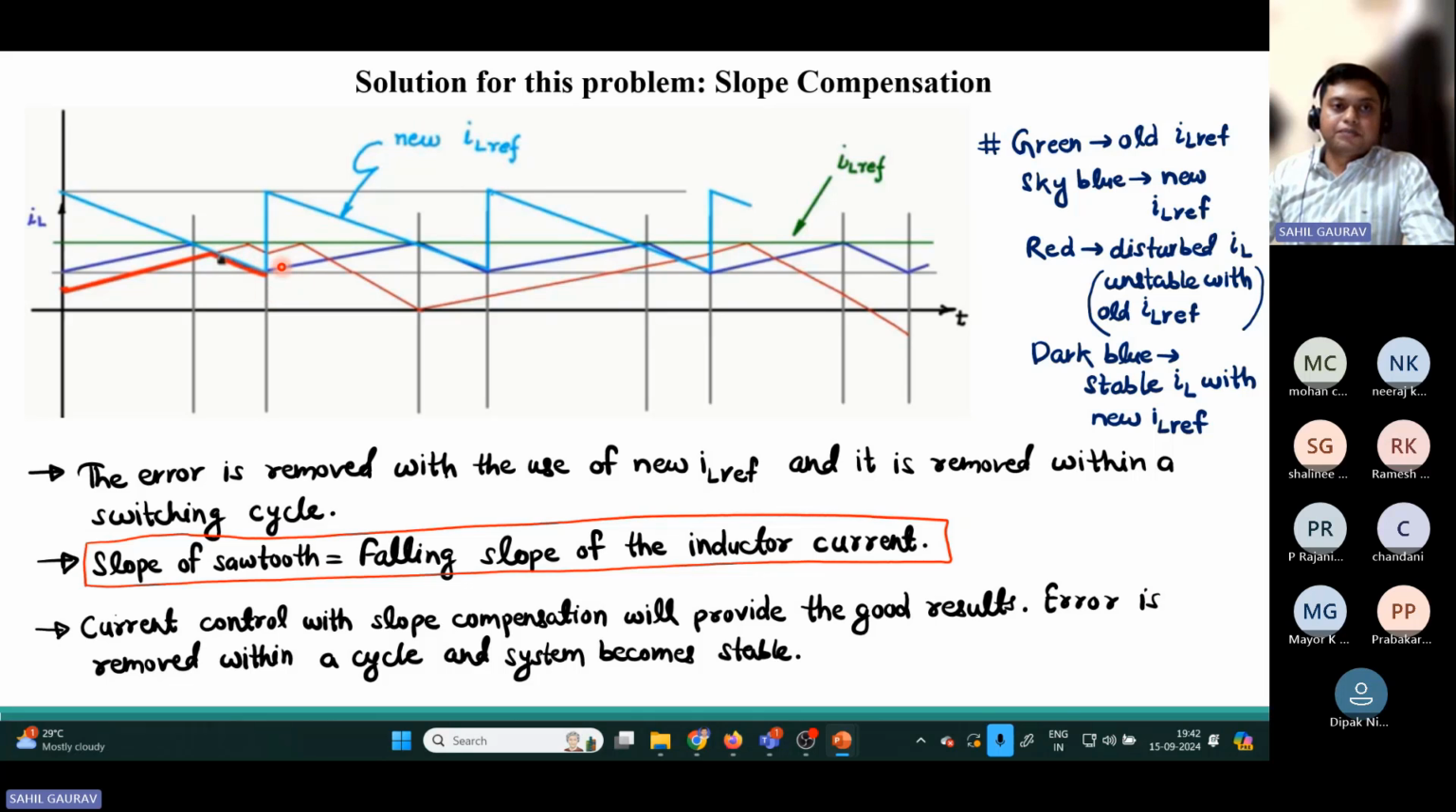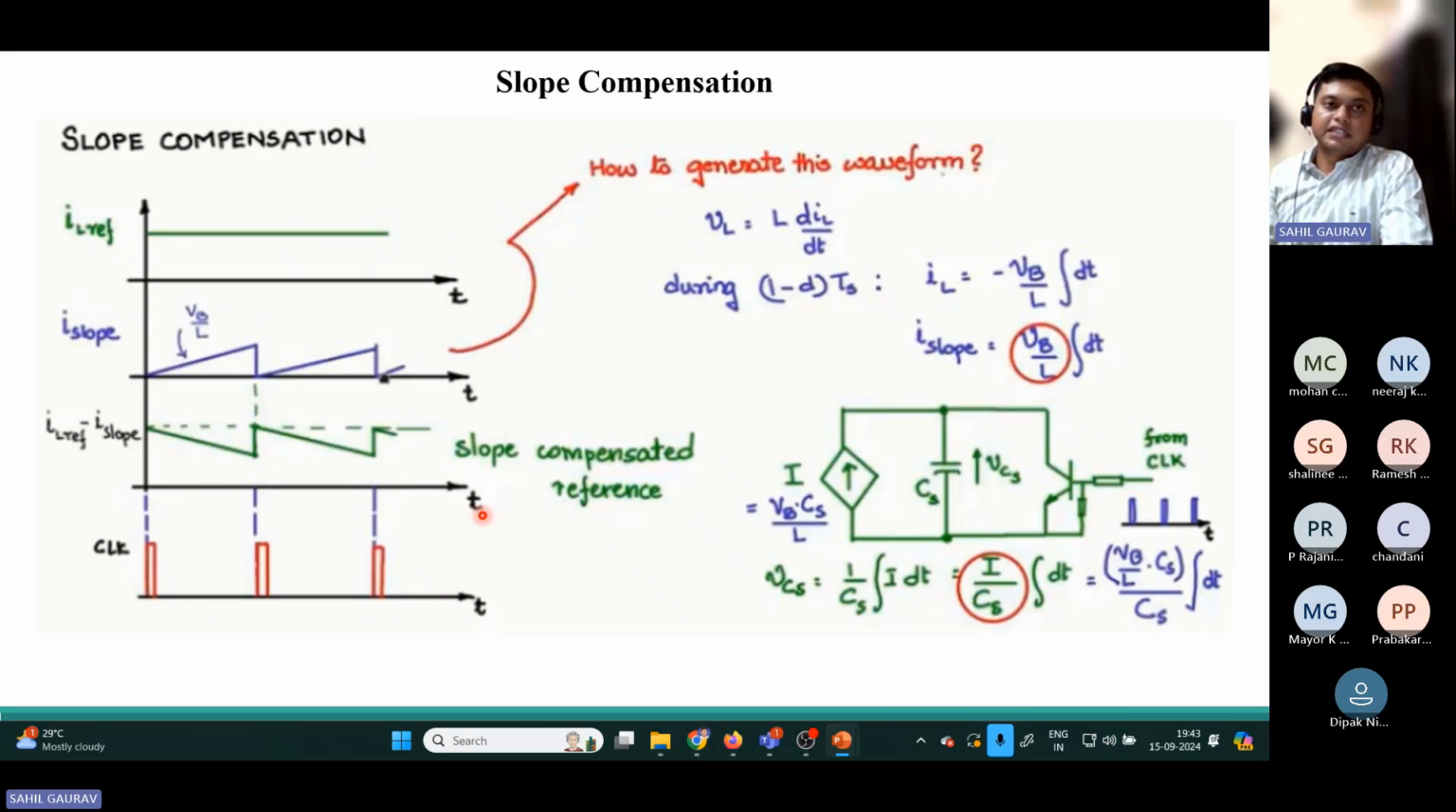Here the clock will provide the signal to turn on the switch, so this inductor current gets charged. Again it wants to go above this IL difference, so it is going to discharge. You can see that in one cycle it gets stabilized. That is the benefit of slope compensation. And how will we get this curve? That is very easy. You can refer to the class lecture. I have not discussed it here; I have put the slide only.